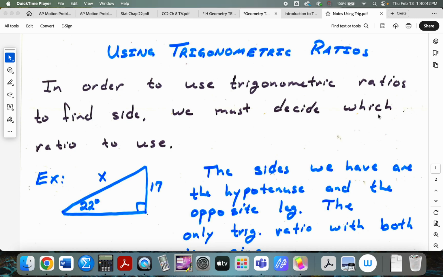So yesterday we learned the trigonometric ratios. Sine is opposite over hypotenuse, cosine is adjacent over hypotenuse, and tangent is opposite over adjacent. Remember, you have to memorize those.